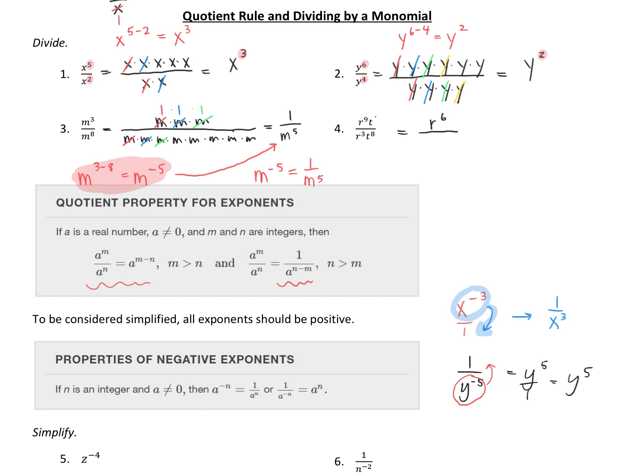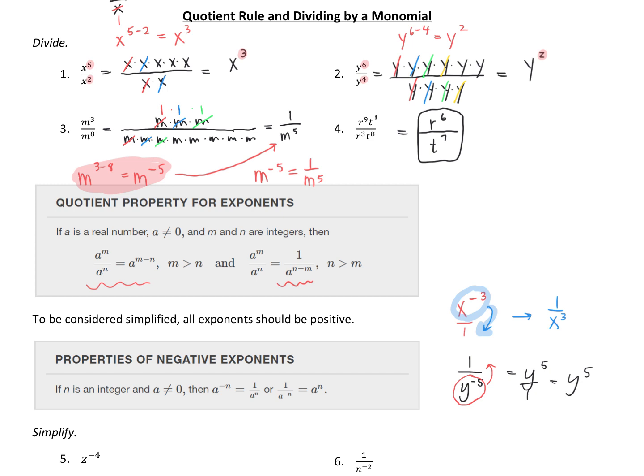For the t's, the exponent on top is understood to be a 1. 8 is bigger, so the t is going to end up on the bottom. And 8 minus 1 is 7, so t to the 7th is on the bottom. This is simplified because I've combined all my like variables. So all the r's are combined into one r, and the t's have been combined into one base t, and so that's all I can do.